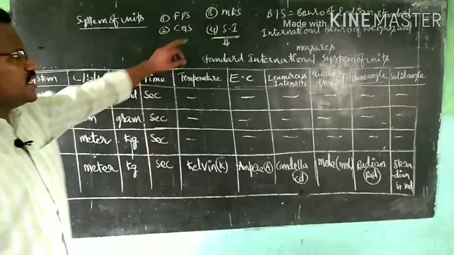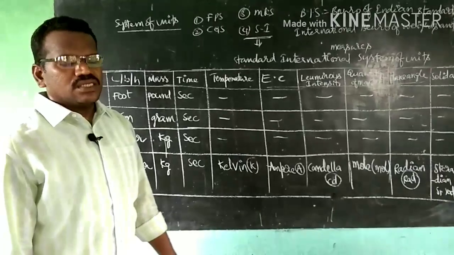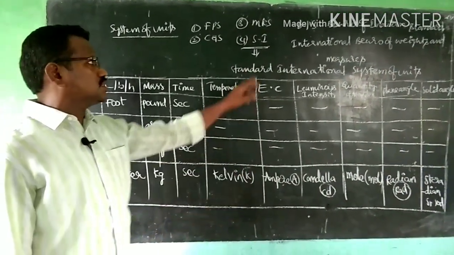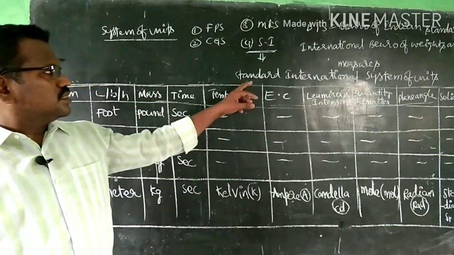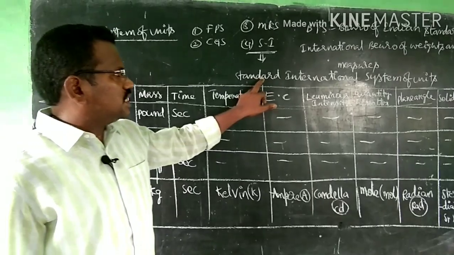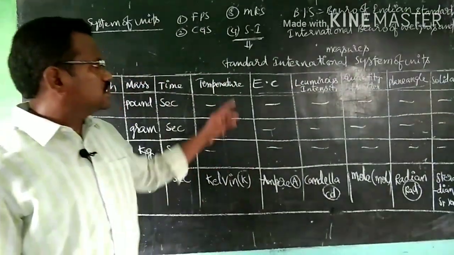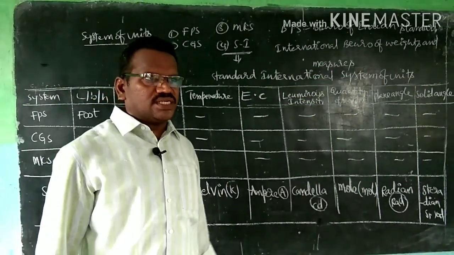Now, what is SI? This SI system is what we are using nowadays for modern measurement purposes. What is SI? The abbreviation SI stands for Standard International System of Units.